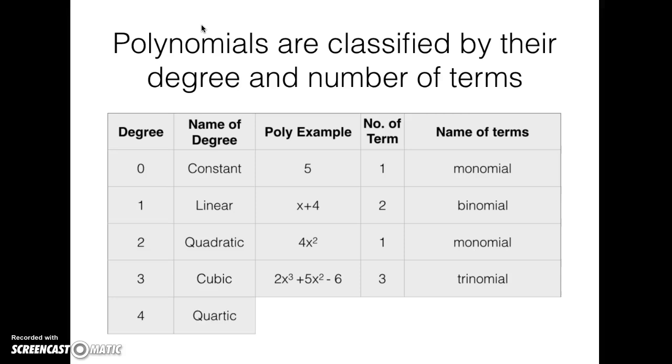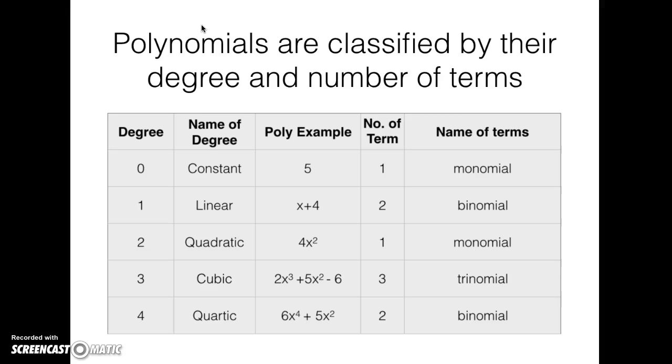Fourth degree are called quartic polynomials. 6x to the fourth plus 5x squared is an example of a quartic polynomial. It has 2 terms. So this one in particular is a quartic binomial.